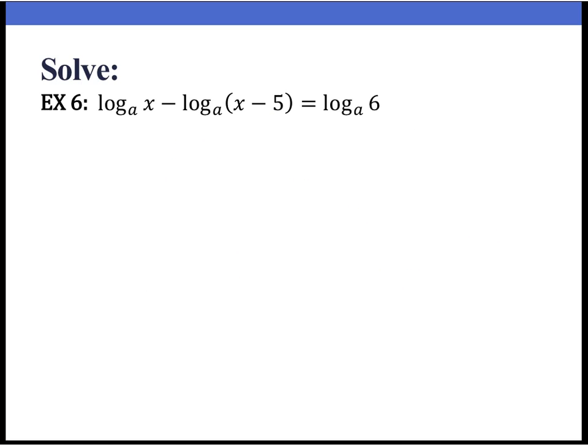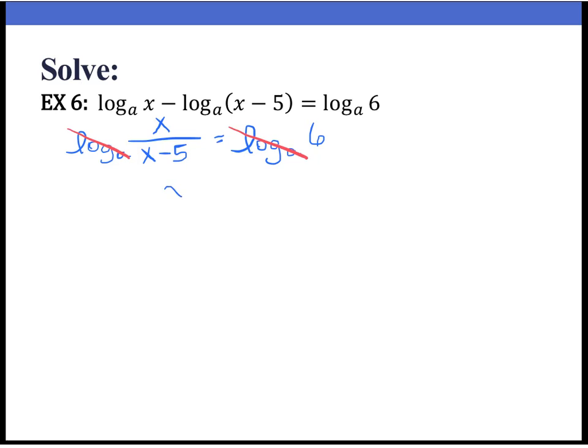All right, last example, we're going to follow the same procedure we did with example 5. We're going to combine the multiple logs on the left side, and we're subtracting right here. So that means we're going to divide the x and the x minus 5. So log base a, x over x minus 5, equals log base a 6. And what we're going to do, like we did the last time, since the logs match, cancel.